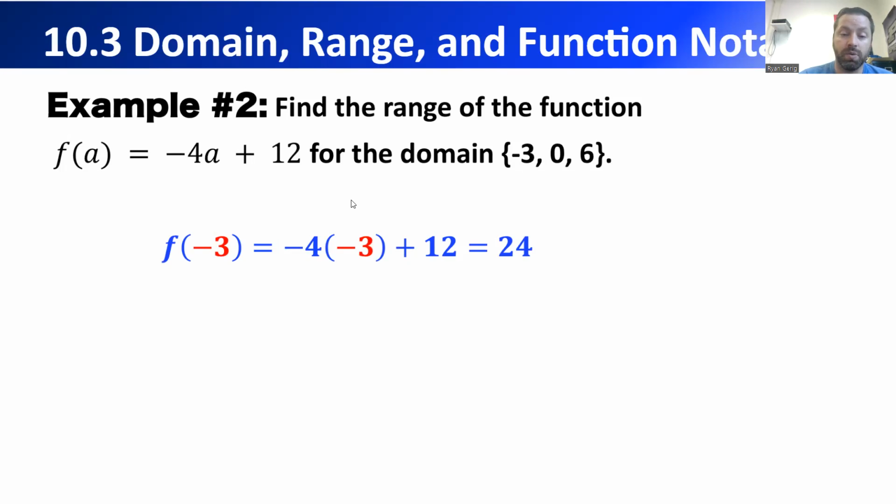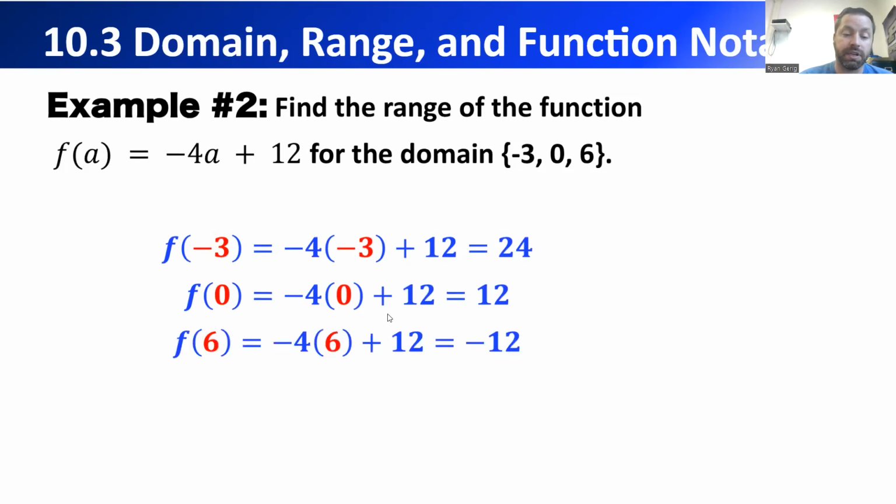Do it again with 0 this time. So f of 0 is negative 4 times 0, which is 0, plus 12, which is 12. And do the same thing with 6. F of 6 is negative 4 times 6, which is negative 24, plus 12 is negative 12. Then I wanted to find the range. So the range is all of my y values or my outputs. So 24, 12, and negative 12.